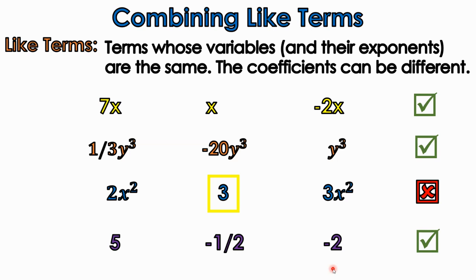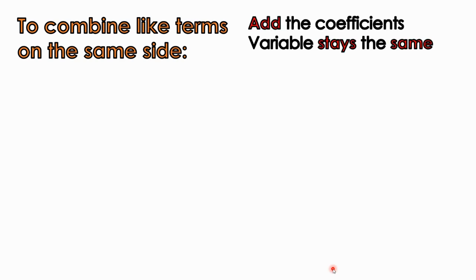So now that we know how to identify like terms, now let's combine them. So we can combine like terms if we see like terms on the same side of the equation. So to combine, we just add the coefficients, and then whatever variable we have, it stays the same. So here's an example. Here we have the term 7x and 2x. So they both share the same variable x, and because they're like terms, I can now just look at the coefficients and add them together. So 7 plus 2 is 9, and then the variable stays the same.